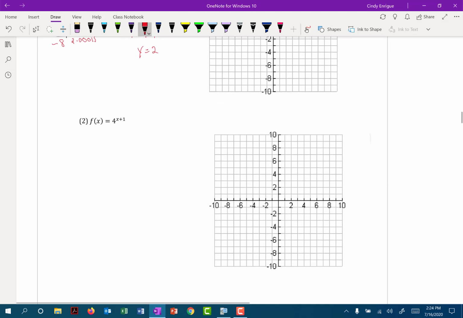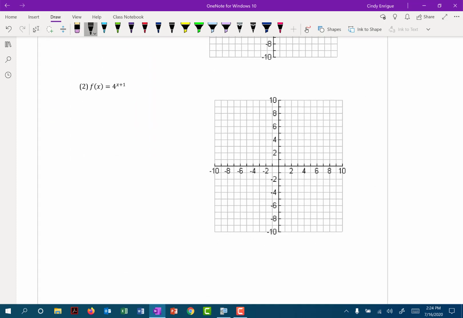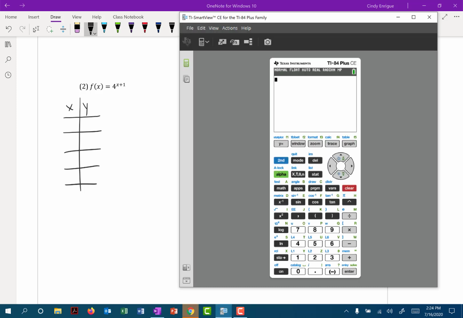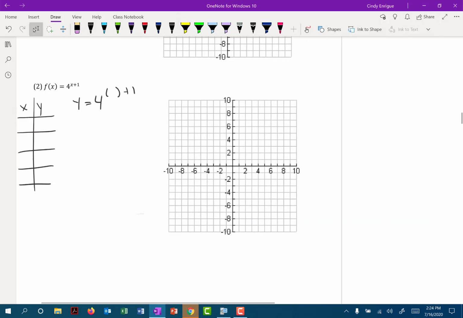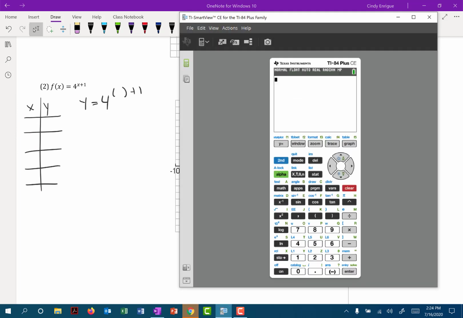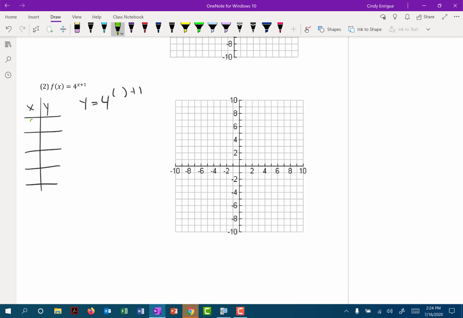Now let's look at number 2. Here again, I'm going to look at some x and y values and graph some of these points. I'm going to bring up my calculator. It might be helpful if I rewrite this as y is equal to 4 to the x plus 1. Now when I'm plugging this into my calculator, I'm going to plug in some values for x. Let's plug in 0 first.